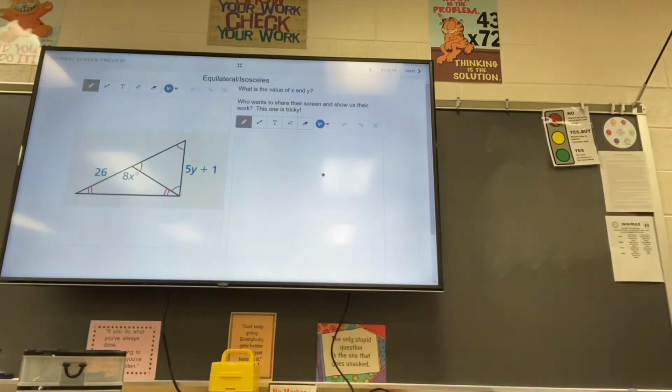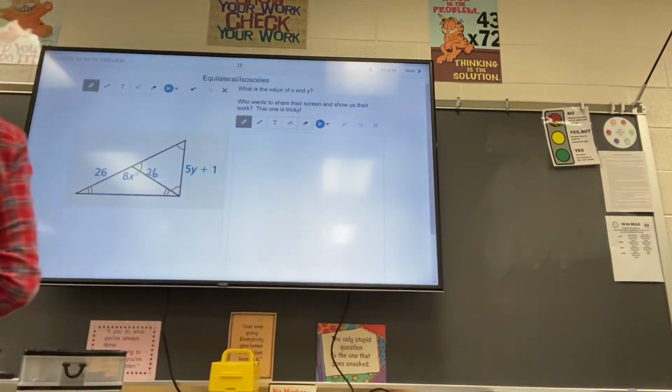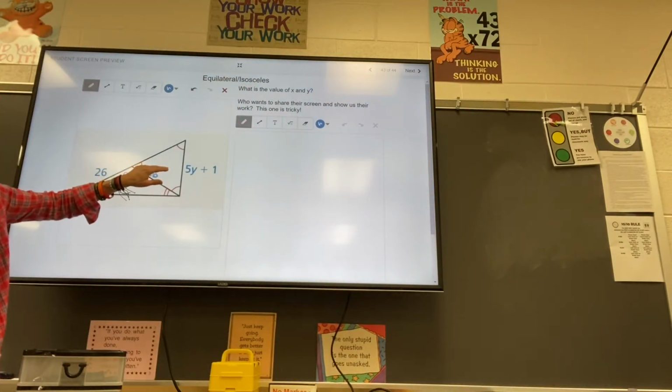Can I draw on this one? Yes, I can. So I'm going to fill in my 26 there. That's something we know. Okay, what else do we know? This is an equiangular triangle. All of them should be alike. There we go. Okay.